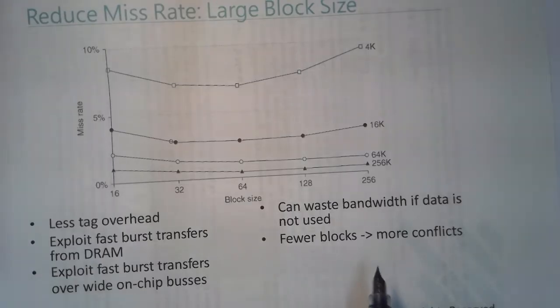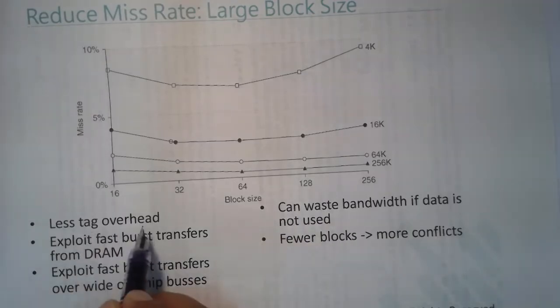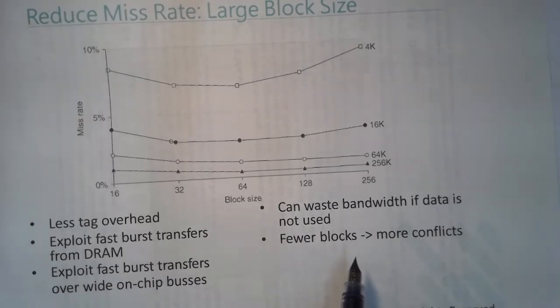But there are some advantages of also having large blocks. Basically, if you have large blocks, the number of blocks will be less, so the tag overhead will be much less. You can also exploit the fast burst transfer from DRAM. If your data access is in burst mode, where infrequently, but at a very high rate, you get data for a short duration, then it is called burst data transfer.